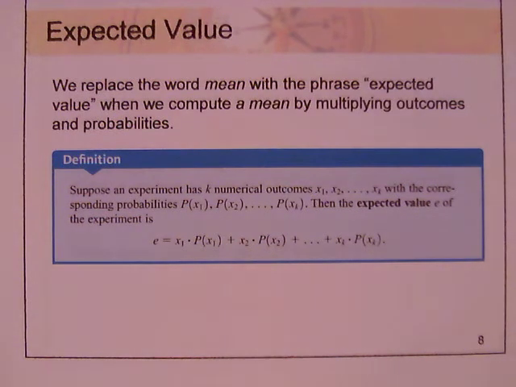So here's your definition. Suppose an experiment has k numerical outcomes, which are x1, x2, and so on up to x sub k, with the corresponding probabilities: the probability of x1, the probability of x2, all the way up to the probability of x sub k. Then the expected value, E of the experiment, is this formula: E is equal to x sub 1 times the probability of x sub 1 plus x sub 2 times the probability of x sub 2 plus, and so on, all the way up to x sub k times the probability of x sub k.